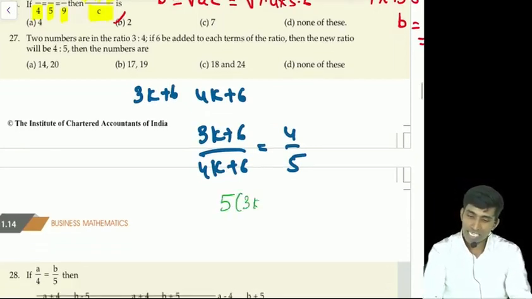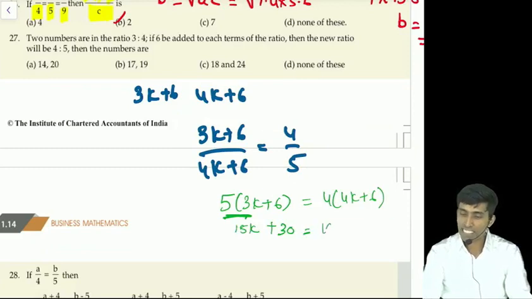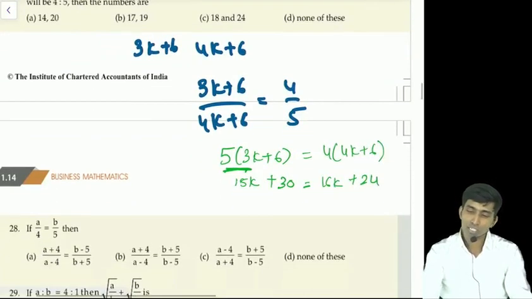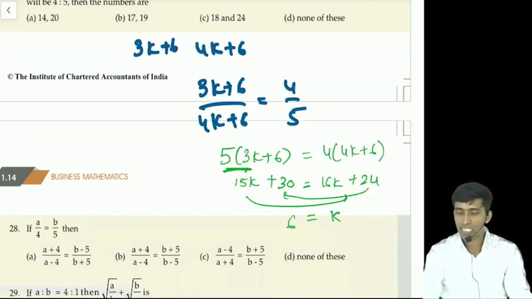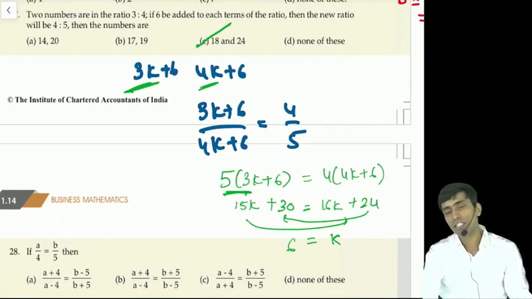5 into (3K plus 6), cross multiply, 4 into (4K plus 6). This will get multiplied. 5 is common to both. 5 threes are 15K, 5 sixes are 30. Correct? 4 into 4K is 16K. 4 is common to 6 also. 4 multiplied by 6 is 24. So if I take this K here, 16K minus 15K is K. If I take this 24 here, the answer is 30 minus 24, which is 6. The value of K is 6. What do they want? Numbers. 3 into 6, 18. 4 into 6, 24. 18 and 24.